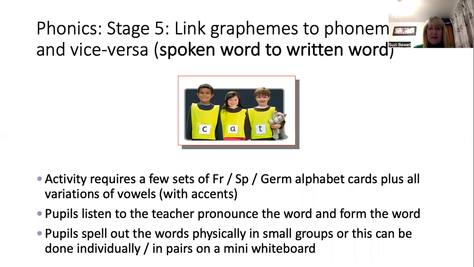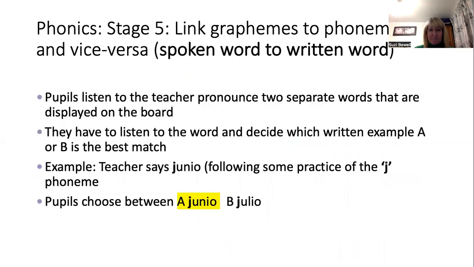I also like this activity to link the spoken word to the written word. So this activity requires a few sets of French or Spanish or German alphabet cards, plus all variations of the vowels, obviously containing accents. The pupils have to listen to the teacher pronouncing the word and then form the word. So physically hold up the cards with the alphabet. If you have the colourful vests like the ones in the picture, you could have the students popping the letters into the vest. And pupils can spell out the words physically, either in small groups, or it could even be done individually or in pairs on a mini whiteboard. It doesn't have to be out of seats.